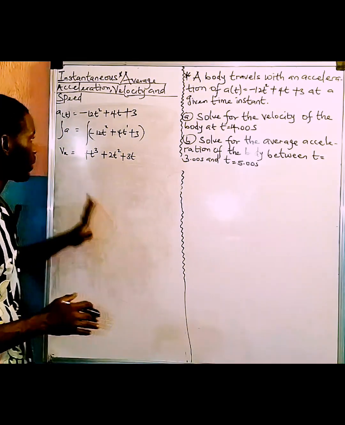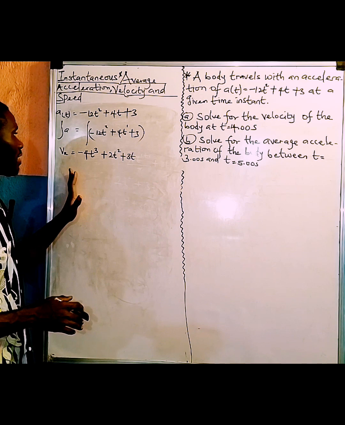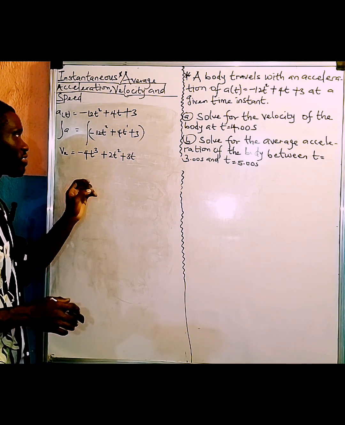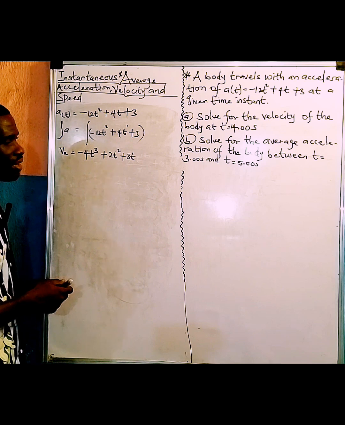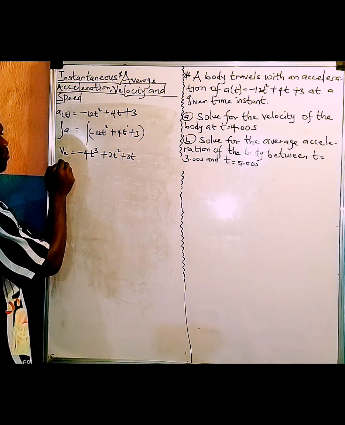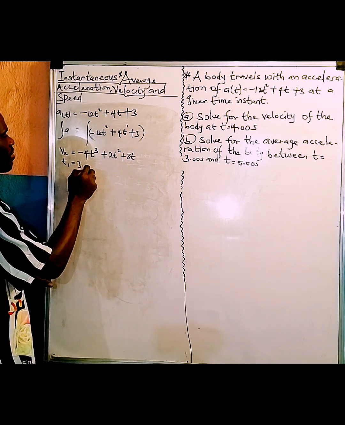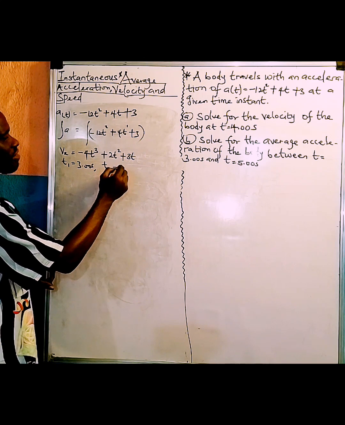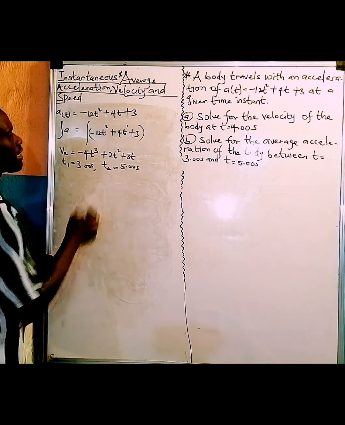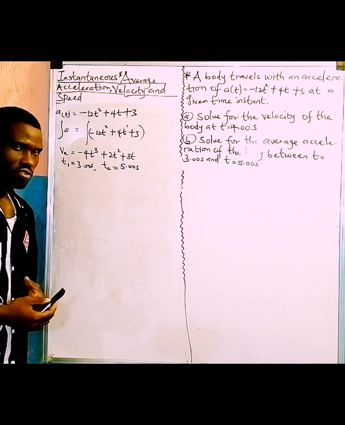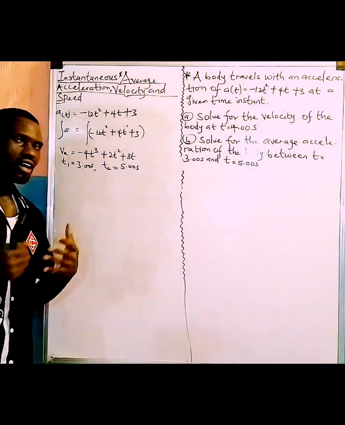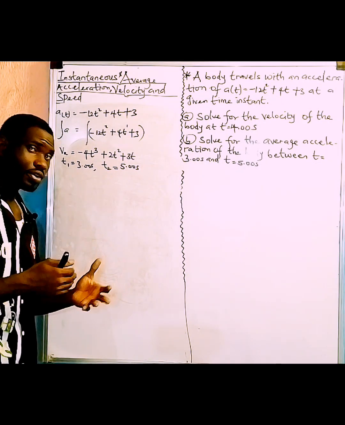Don't forget we have our velocity already, minus 4t cubed plus 2t squared plus 3t. So how do we solve for average acceleration? Time 1 is 3 seconds, then time 2 is 5 seconds. It's very important, as I said, for you to note the conspicuous difference between average acceleration and instantaneous acceleration.